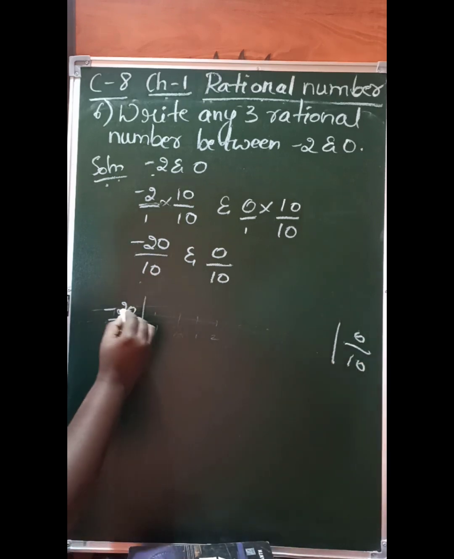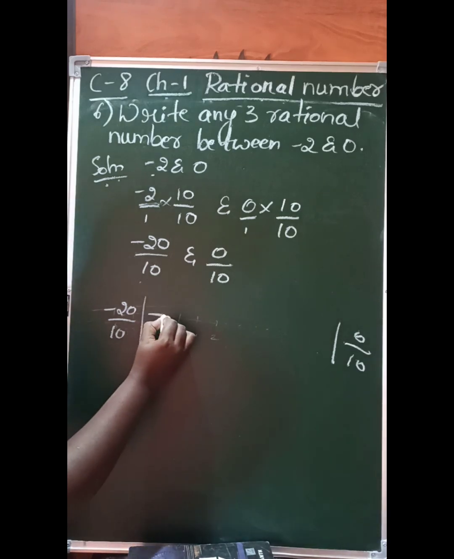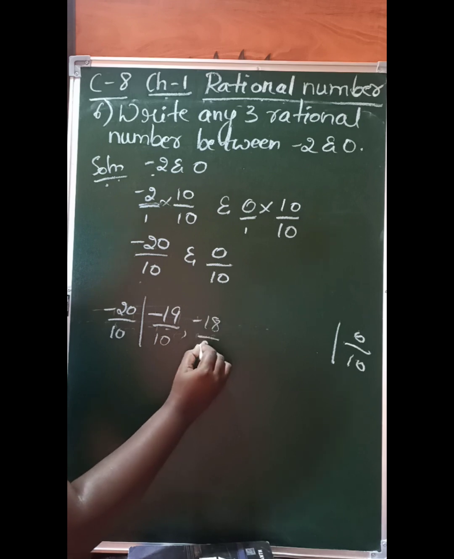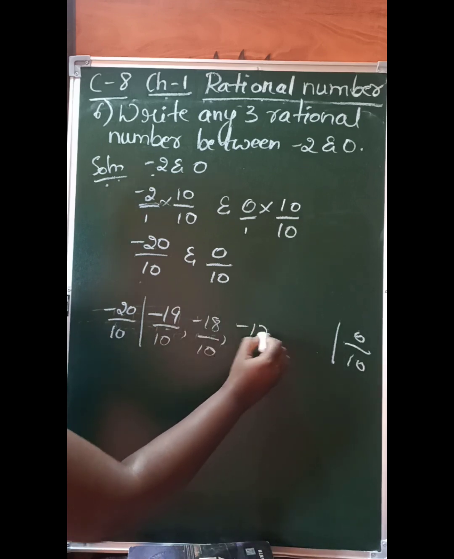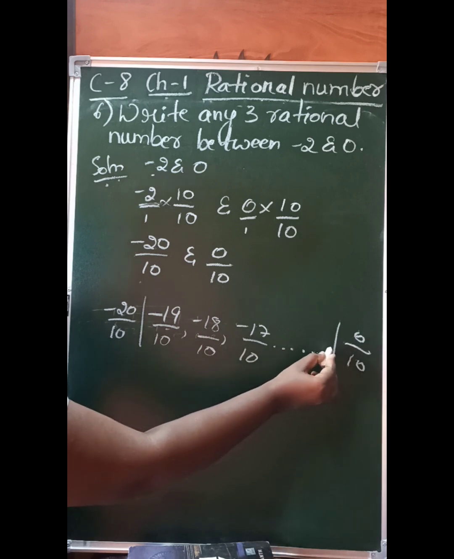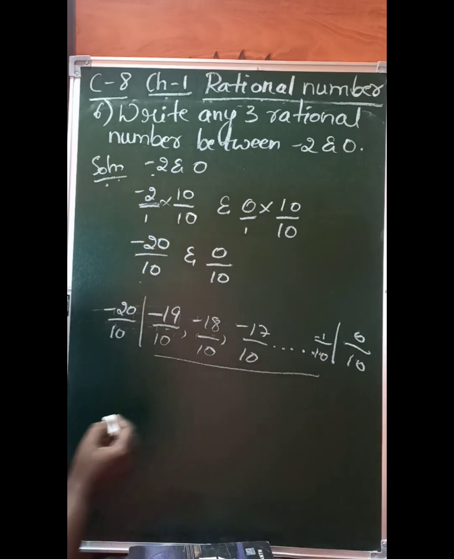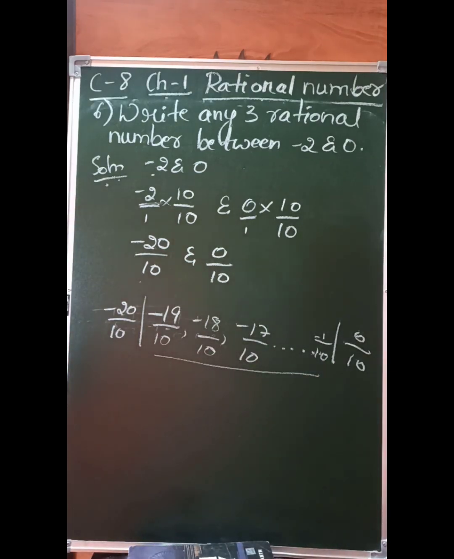So how can we write it? See, before minus, you should not consider the negative part; you should not consider minus 21. You have to consider the numbers below that, that is minus 19 by 10, minus 18 by 10, minus 17 by 10. Like that you can write 16, 15, 14, 13, till you get minus 1 by 10. Any number you can consider in between these. So this is how you have to write a rational number between minus 2 and 0.